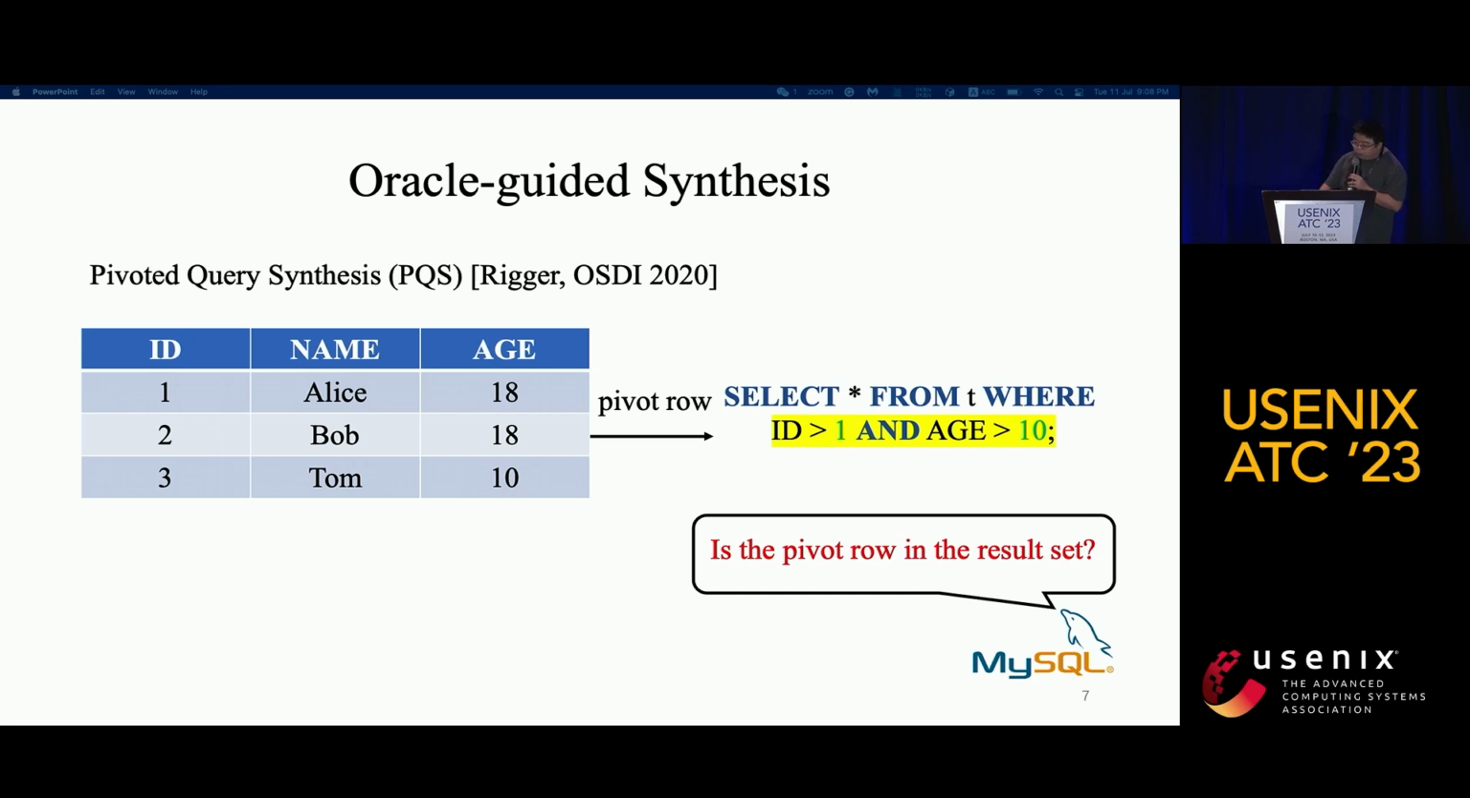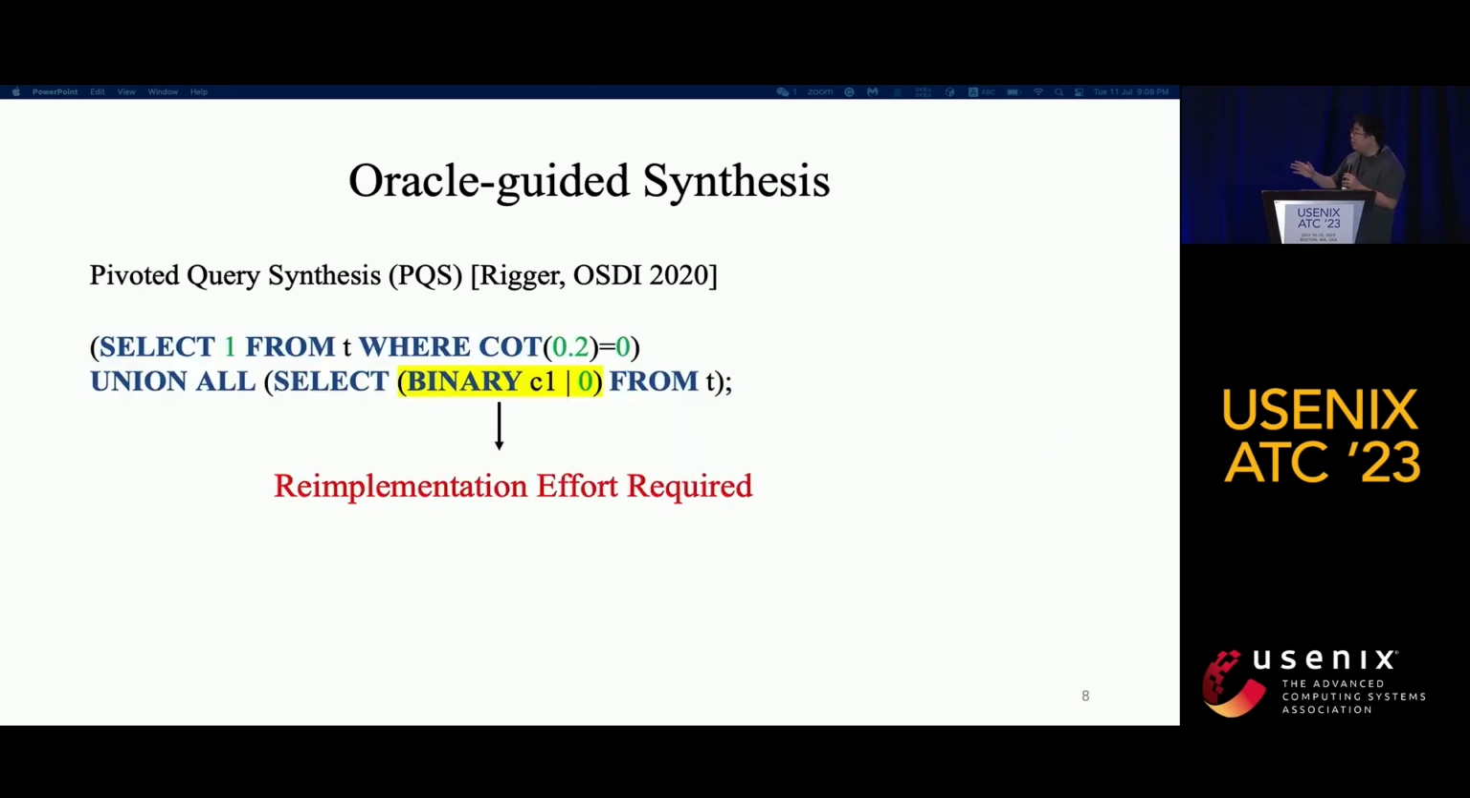So for example, if we select the second tuple in this relation or table, and we can construct a where predicate in this way, then the query result for this statement should contain this record. Otherwise, this SQL has triggered a logic bug for this DBMS. So this construction is very interesting, but we notice that it cannot handle expressive SQL statements.